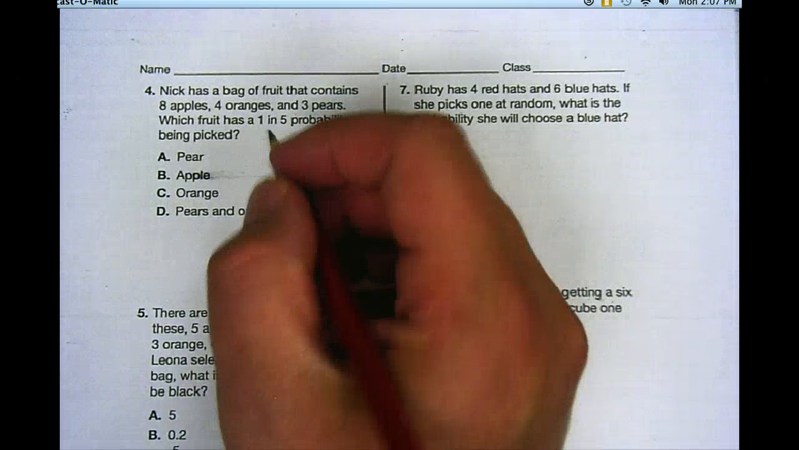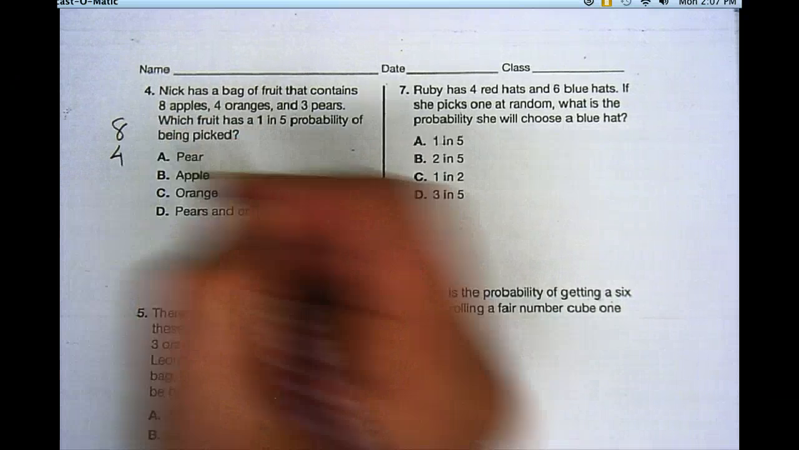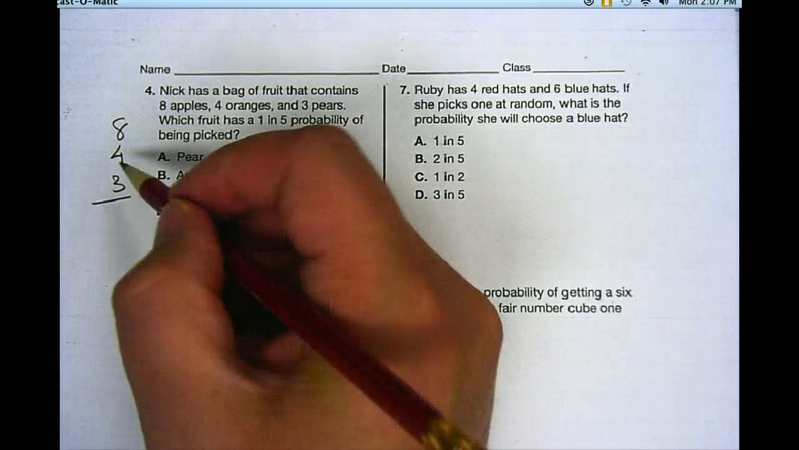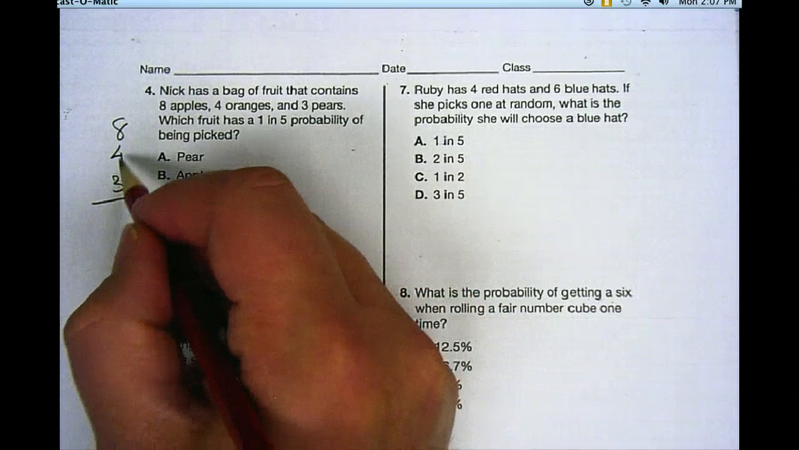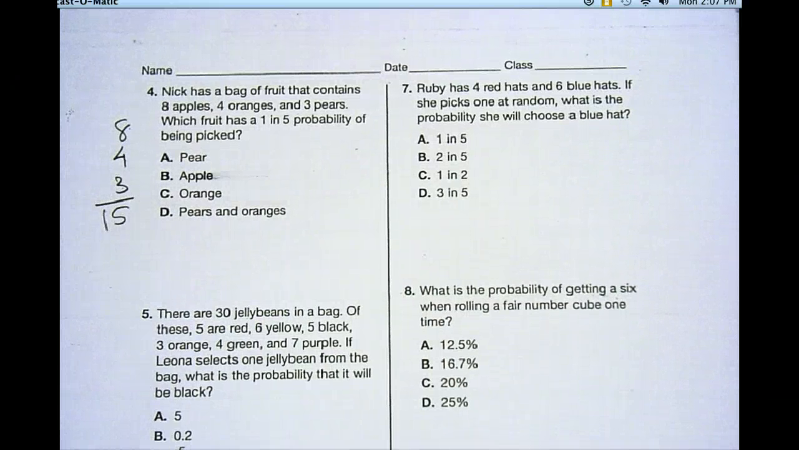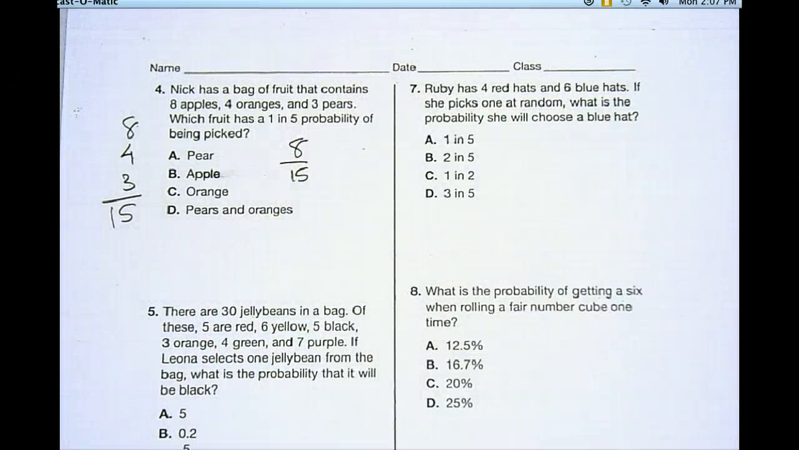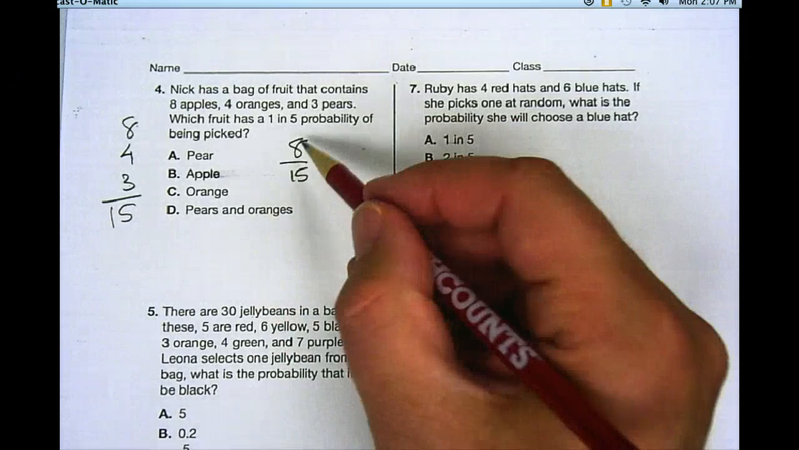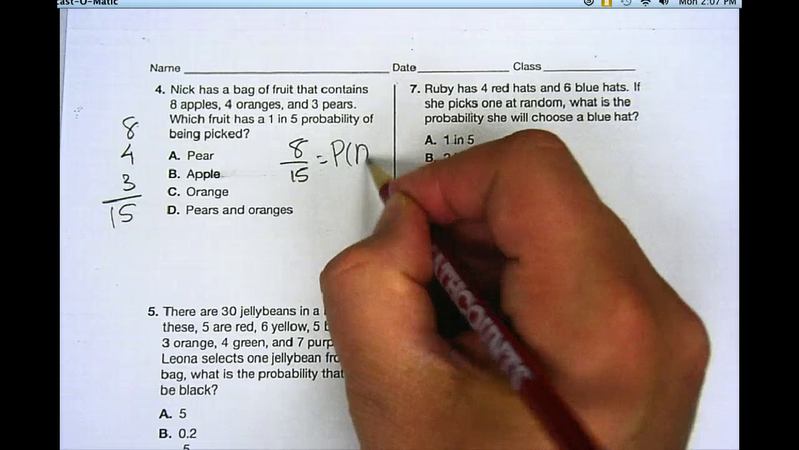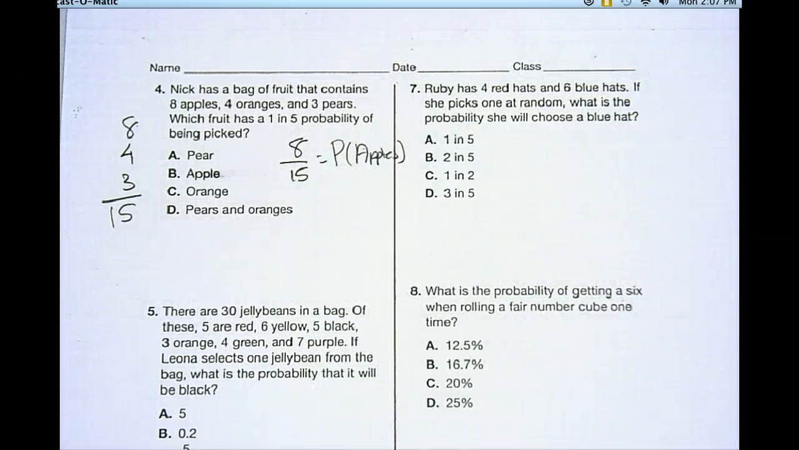So let's try and find out how many total fruit he has in that bag first. So it's 8 plus 4 plus 3. If I add those all up, I get 3 and 4 is 7 and 8 is 15 total. So I need to figure out which one is 1 in 5. Well, there's 8 apples out of 15, so 8 out of 15. There's no number that reduces both 8 and 15, so the probability of apples is just going to be 8 out of 15, and I can't reduce it anymore.